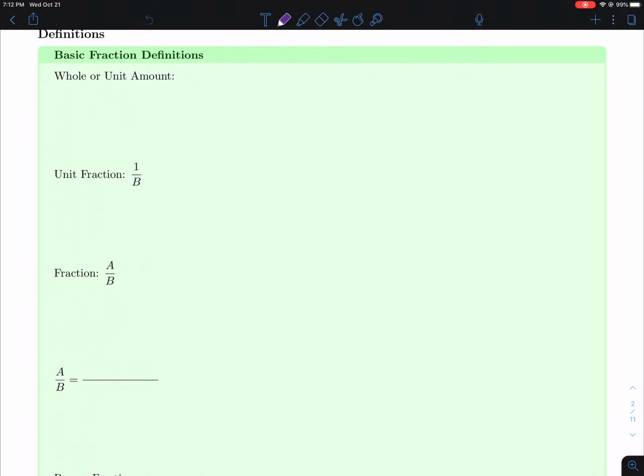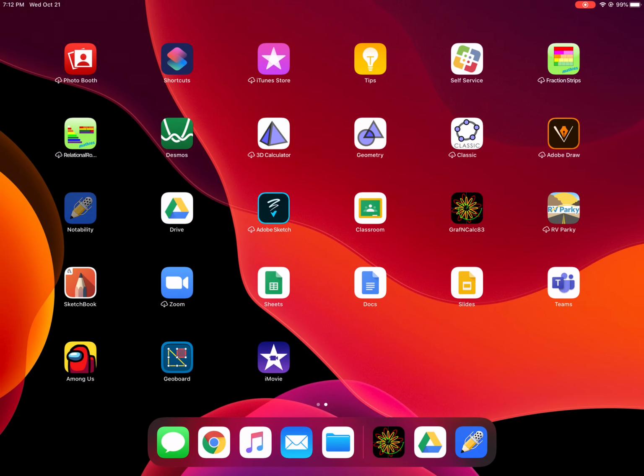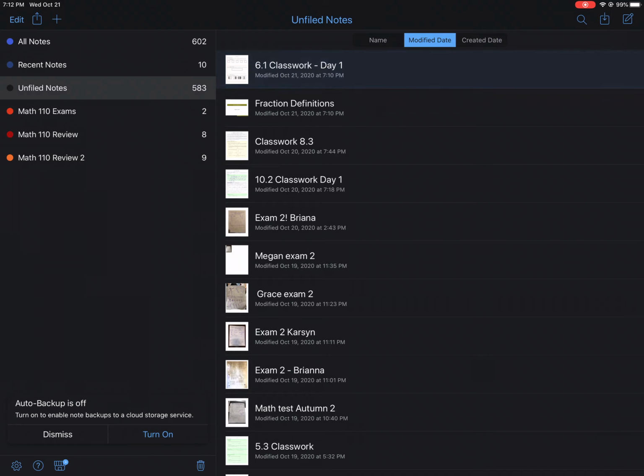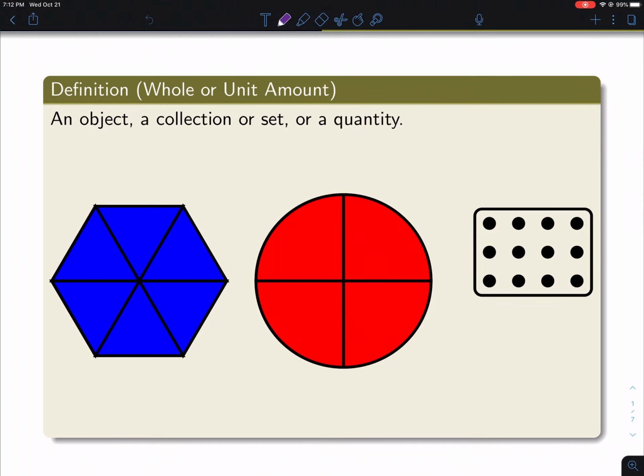The first thing we're going to talk about is a whole, or a unit amount. Let me pull up the PowerPoint here real quick. A whole or a unit amount is an object, a collection, a set, or a quantity of things. So it could be anything. It could be a group of people. It could be a pizza. It could be a glass of water. You name it. In this case, I've drawn some of the things that we're going to use to model fractions with.